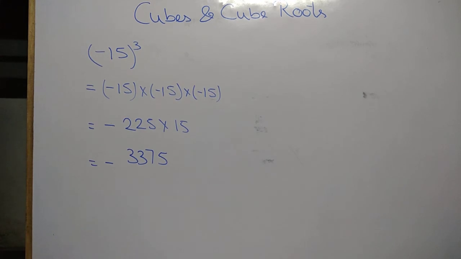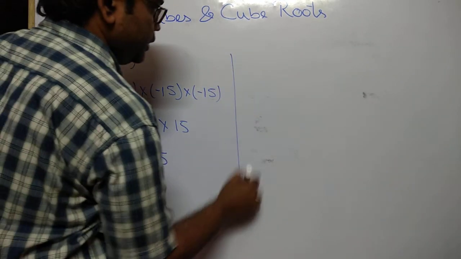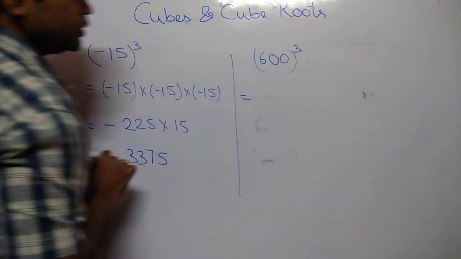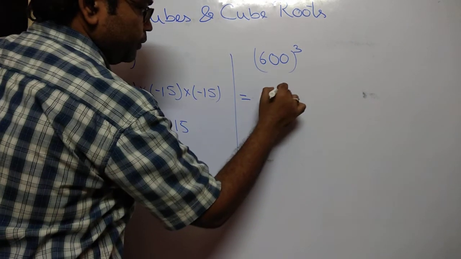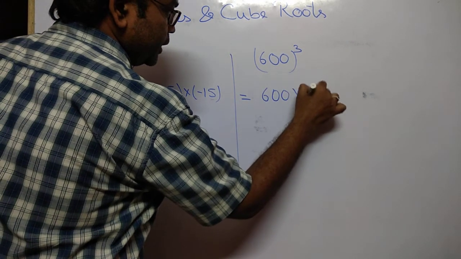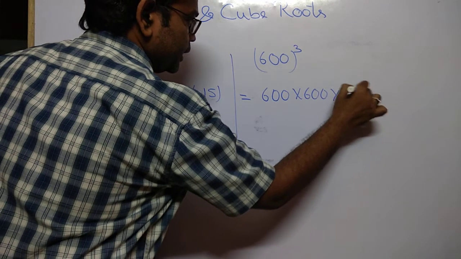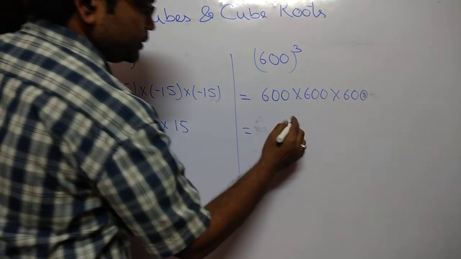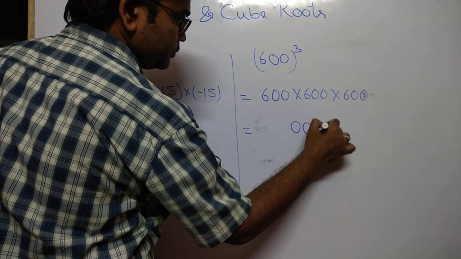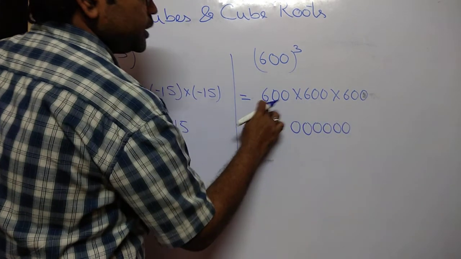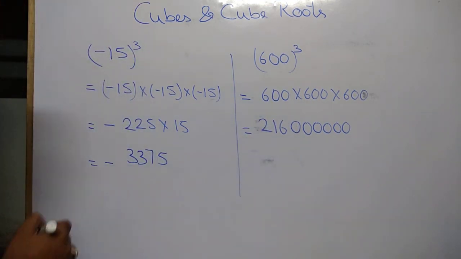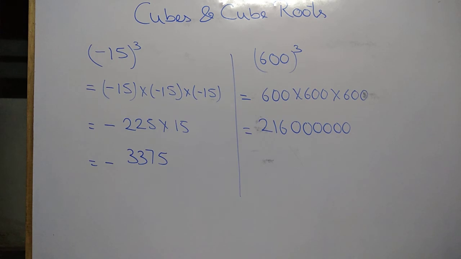It's about 600. So see, the cube of 600 is equal to 600 into 600 into 600. In this case, there are 2 zeros in each 600, so we write 6 zeros. Now 6 sixes are 36, 36 sixes are 216, so we can write down 216. So this is the cube of 600.